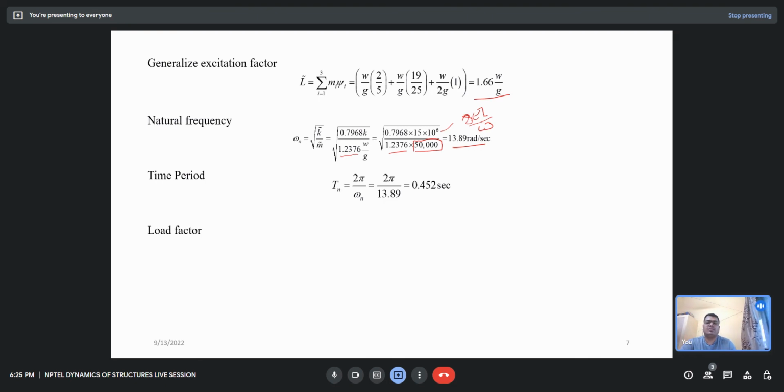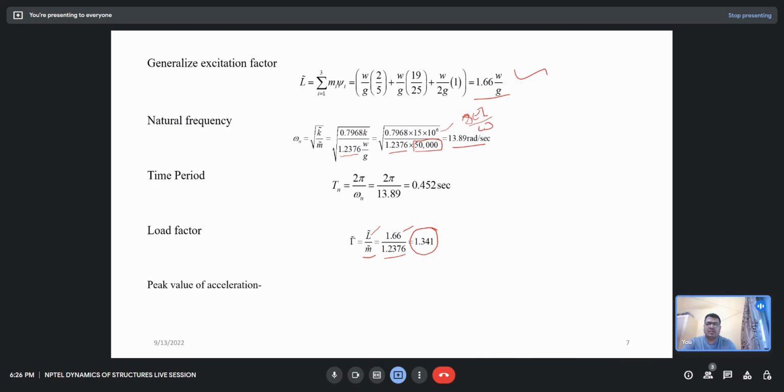Okay. After getting the time period, we can also calculate the generalized load factor, which is the excitation factor divided by the generalized mass, that is 1.66. We have calculated this one, and there is a 1.36 which we calculated in the previous slide. So that is coming out to be 1.341. Now after calculating the load factor, if you have gone through the week 7 content on NPTEL, you will understand why I am calculating these nomenclatures, these constants.